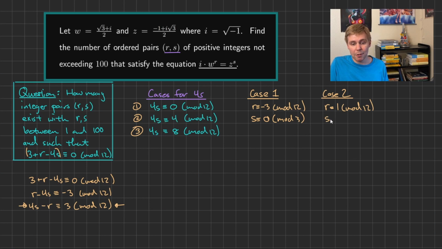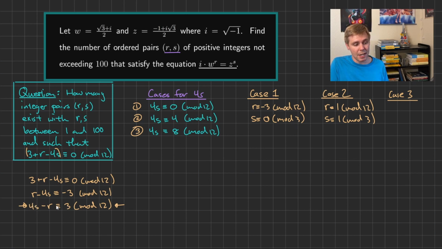That happens whenever s is congruent to 1 mod 3, so whenever s is 1 more than a multiple of 3. And then finally, let's take a look at case 3. Here, 4s is congruent to 8 mod 12, so I would replace the 4s with an 8.